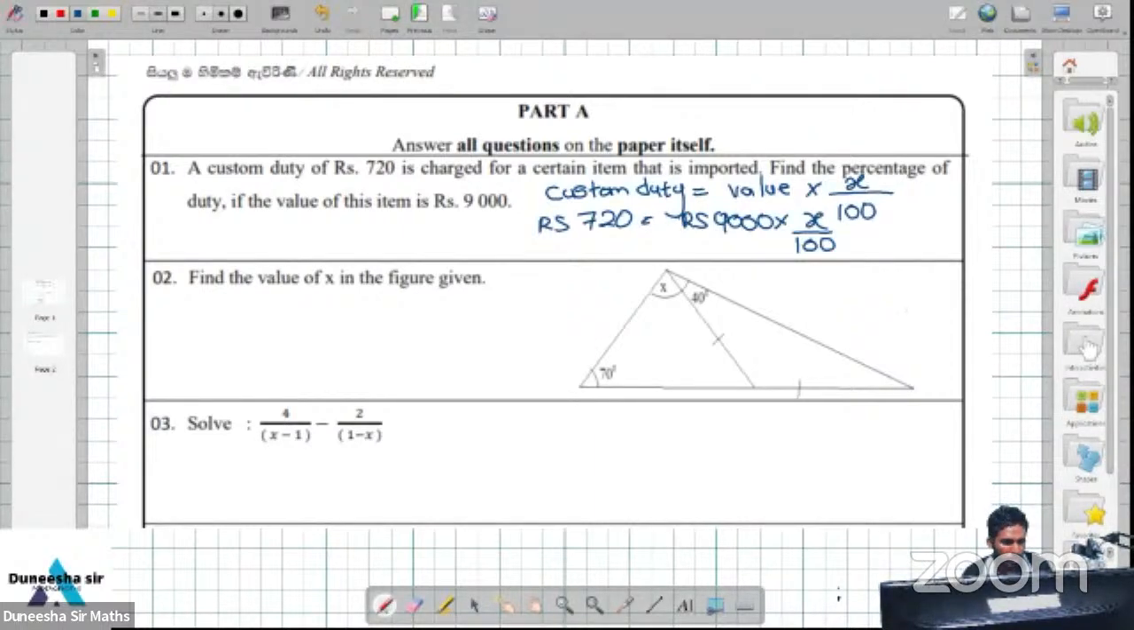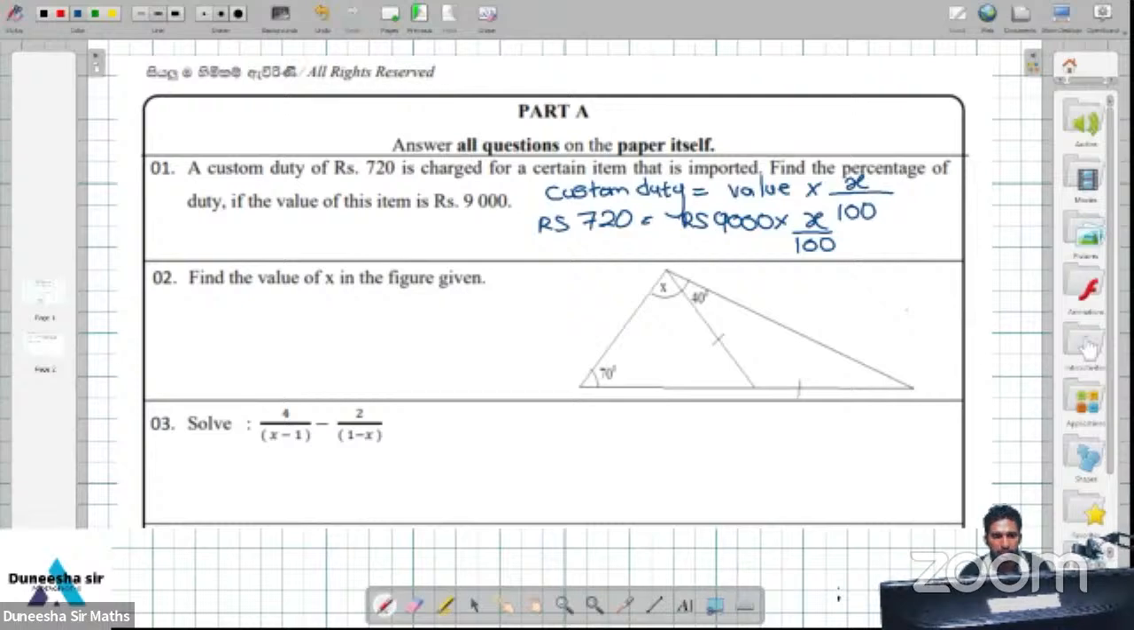Did you get the answer? If you got the answer, send it to me. I will check it. We use this formula for any given question. We have to find out what is the duty and what is the value. If you have to find the interest, we use this formula.